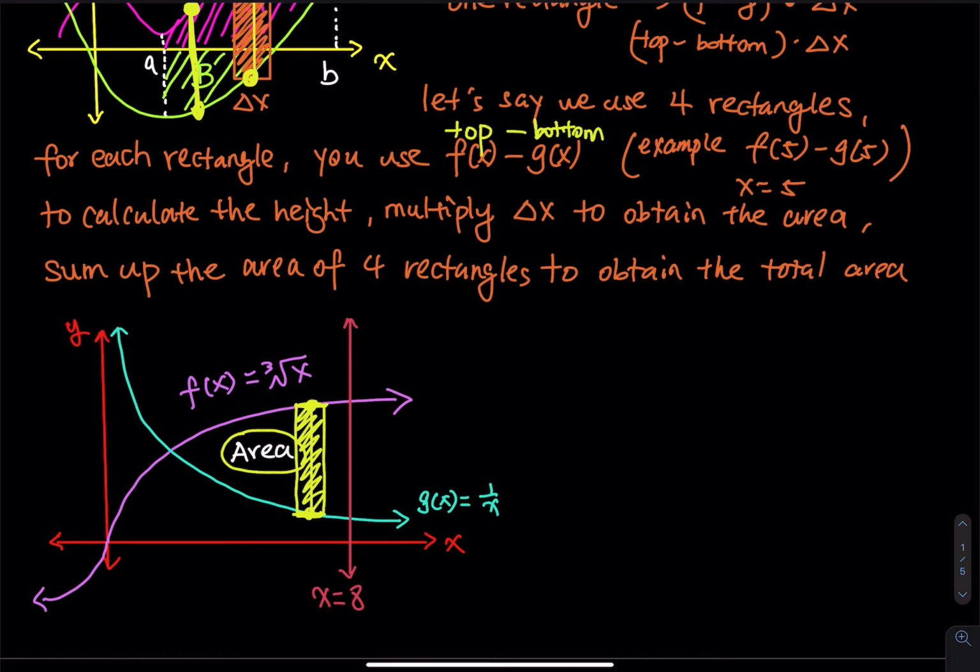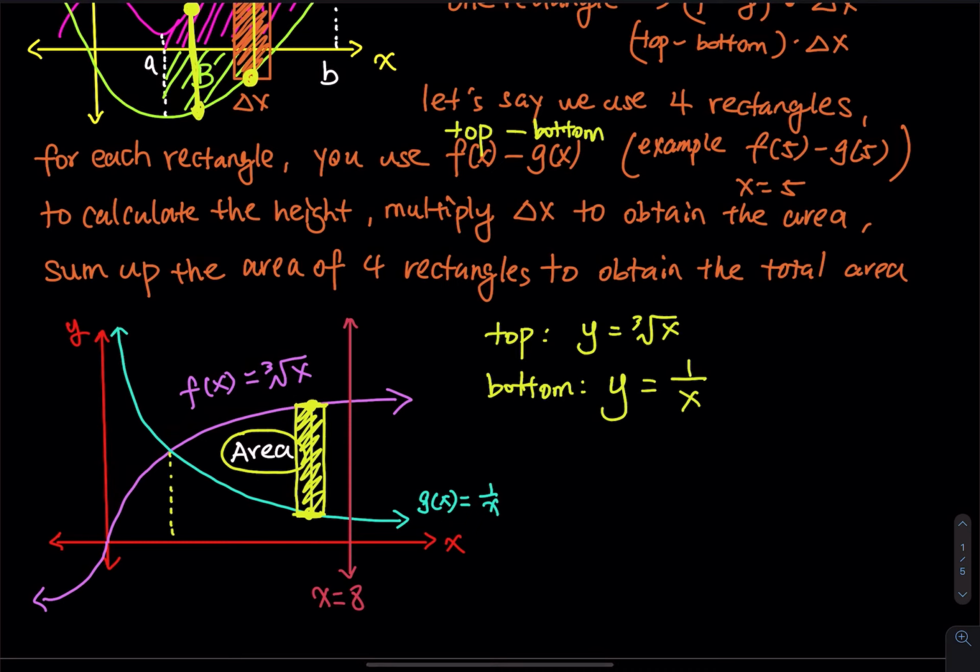So what is the top curve? If you don't want to use f of x, then you can do y equals the cube root of x, and then the bottom is y equals 1 over x. And then this is from where to where? From x equals a back to where? Back to here, right? So what is that x equals to? Usually if the problem has a graph, they will give you the intersection point. If they don't, then you have to get it yourself.